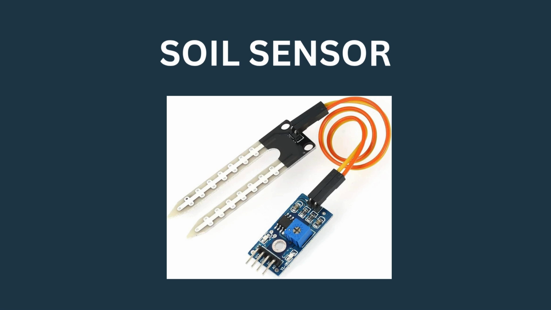Last one is the soil moisture sensor. It is used to check the water content in soil. The two metal probes in the sensor allow current to pass through the soil. Wet soil passes electricity easily. Dry soil does not. The reading tells how much moisture is present. Soil moisture sensors are used in farming, plant watering systems, and irrigation purposes.